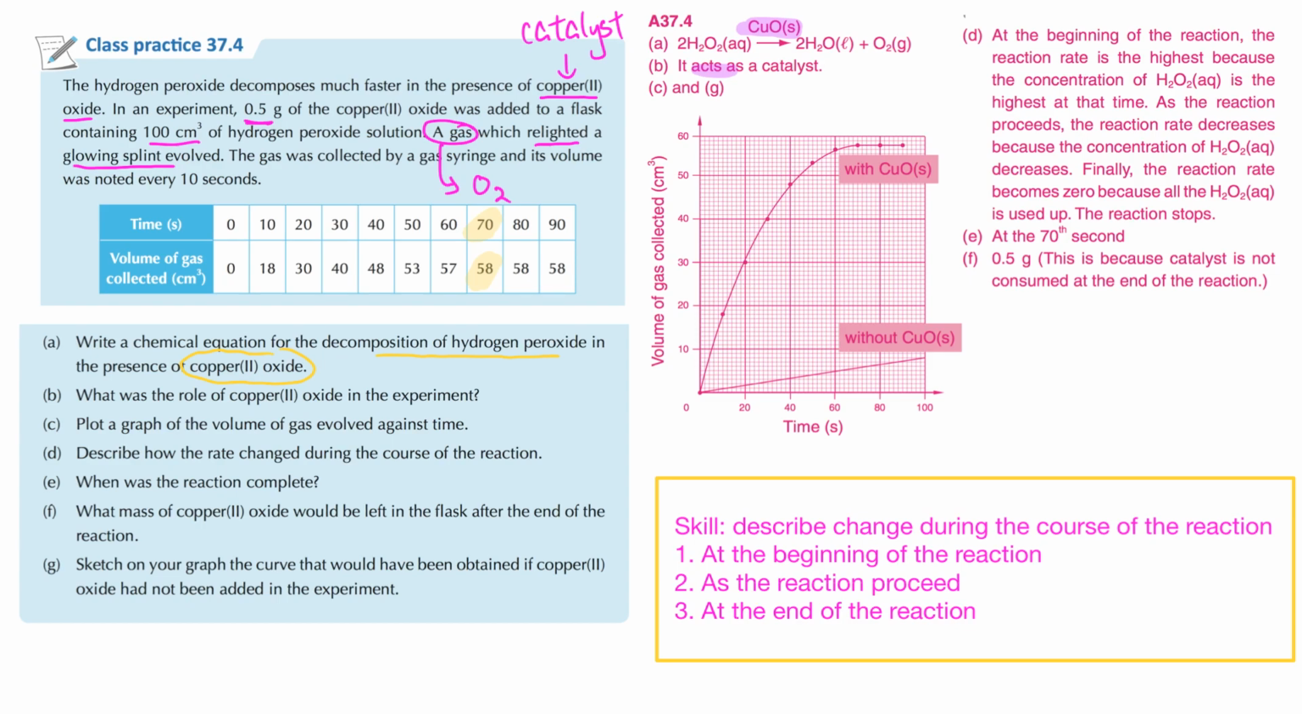And then plot a graph of the volume of gas evolved against time. So this is a volume against time graph. Basically, remember the units, and then you can plot the graph easily. So part D, describe how the rate changes during the course of the reaction. During the course of the reaction means that at different stages of the reaction, I want you to describe the rates. Normally during the course of the reaction, we separate the reaction into 3 parts. So the skill here: describe the change during the course of the reaction.